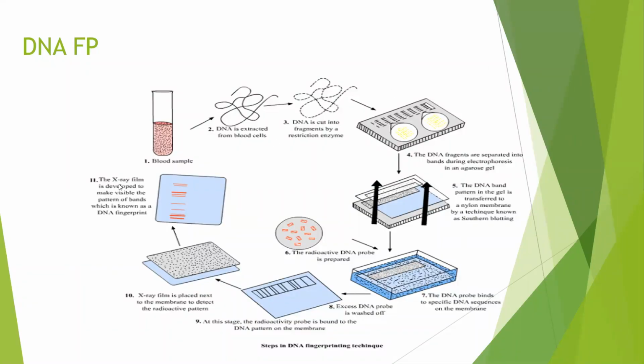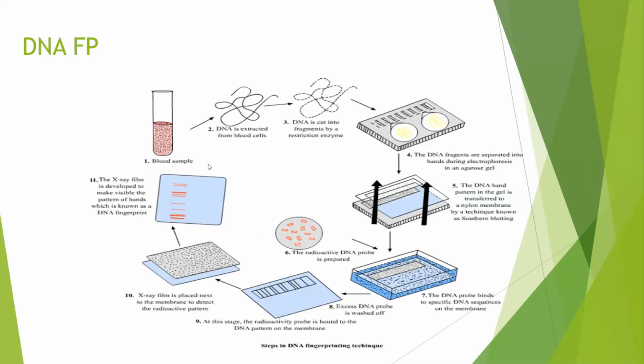Next, the X-ray film is developed to make an autoradiograph. This reveals specific bands. This is the DNA bands, the DNA fragments. This is the DNA fingerprint. Are you understanding? These are the steps of DNA fingerprinting or DNA profiling.